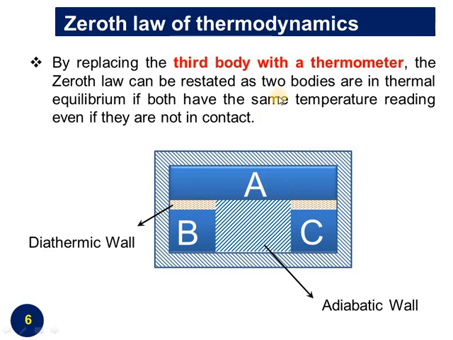So our body A acts as a thermometer. First it measures the temperature of B, and we have the temperature reading. And if we measure the temperature of C and get the same reading, it means the temperatures of B and C are equal. It means they are in thermal equilibrium, even though they are not in physical contact. So before the Zeroth Law of Thermodynamics, the measurement of temperature was not possible. It is only the Zeroth Law which enables us to define temperature.